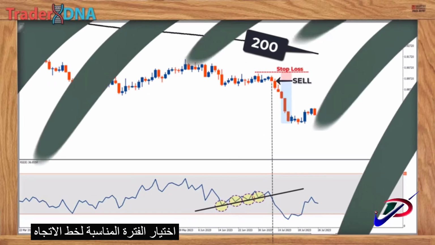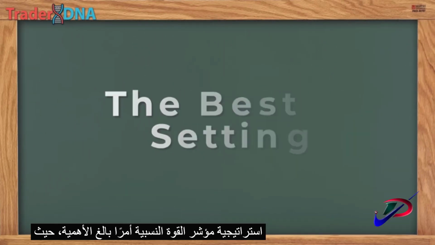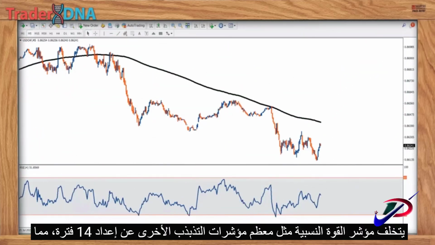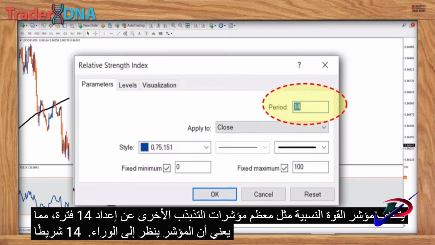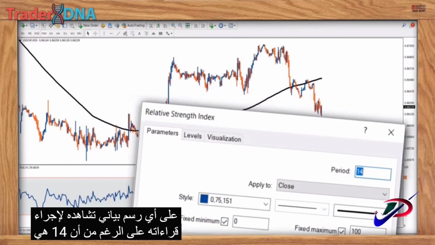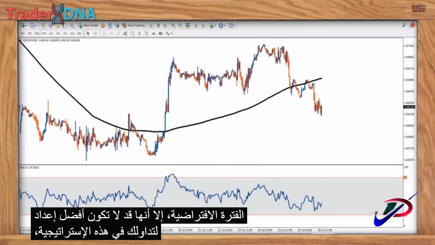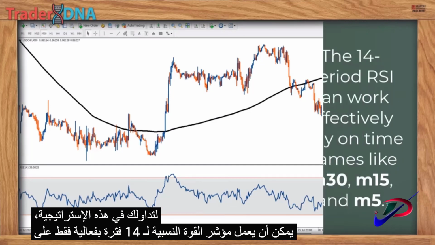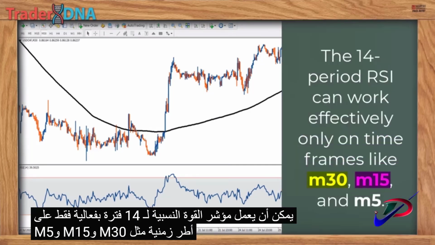Choosing the right period for the trendline RSI strategy is crucial. The RSI, like most other oscillators, defaults to a 14-period setting. This means the indicator looks back 14 bars on any chart you view to make its readings. Although 14 is the default period, it may not be the best setting for your trading. In this strategy, the 14-period RSI can work effectively only on time frames like M30, M15, and M5.